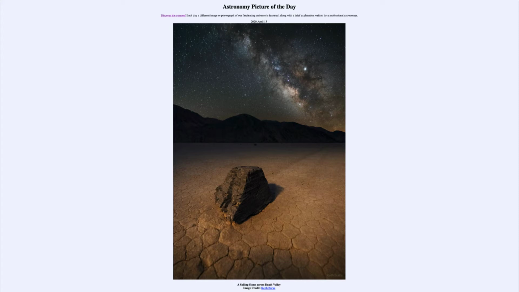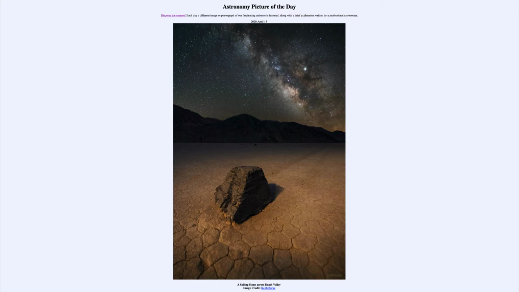Well, we see the scenery of Death Valley, very flat plains, and up above in the sky we can see our Milky Way galaxy, which is our own spiral galaxy as we see it from within. And we can see the dust clouds and the star clouds that make up the plane of our galaxy.